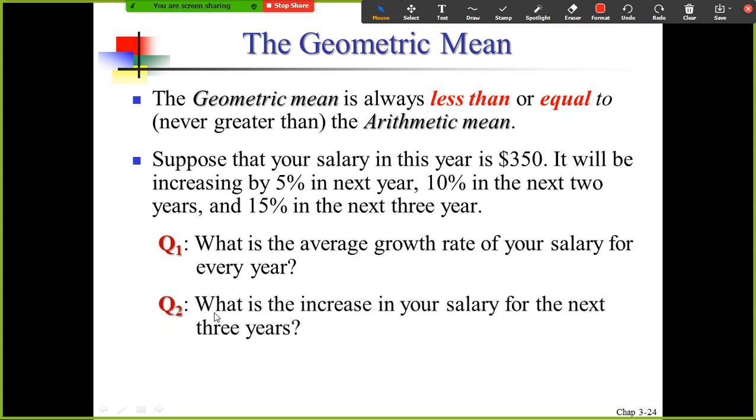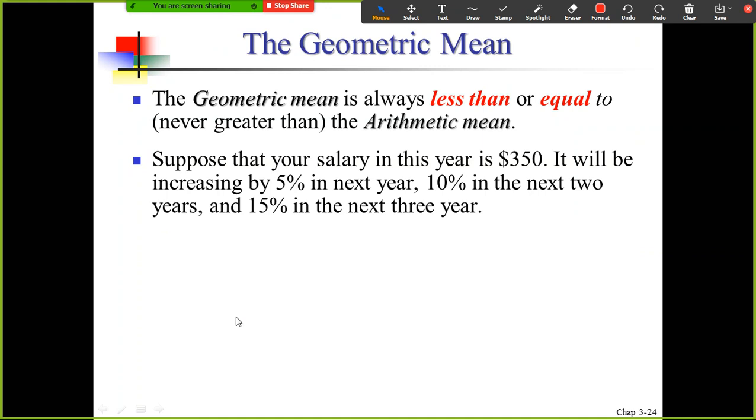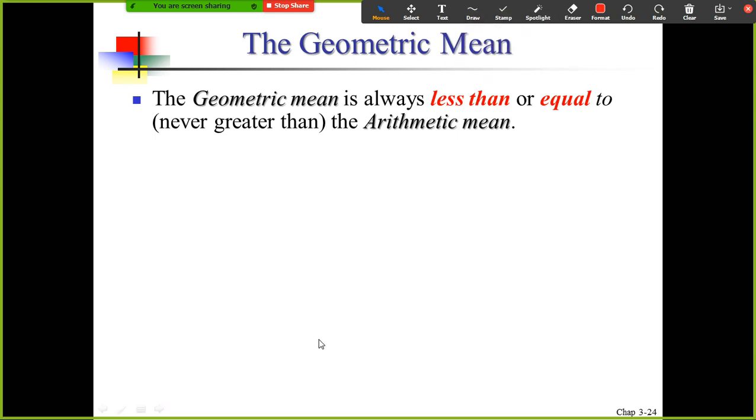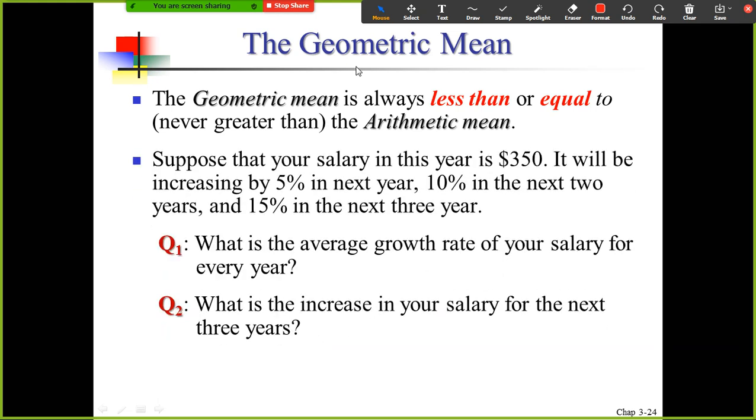Question 2. What is the increase in your salary for the next 3 years? Okay, for the next 3 years. Question number 2 is linked to 3 years.